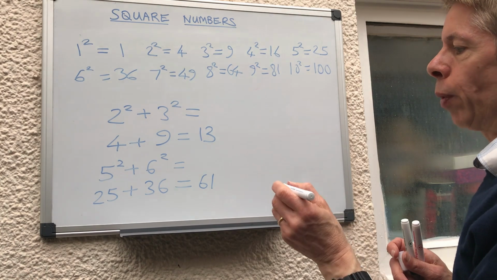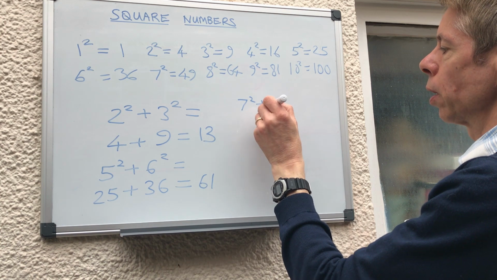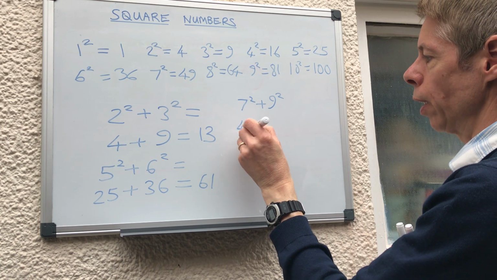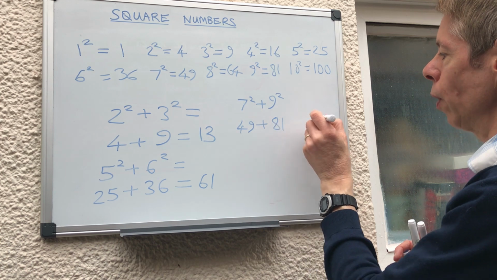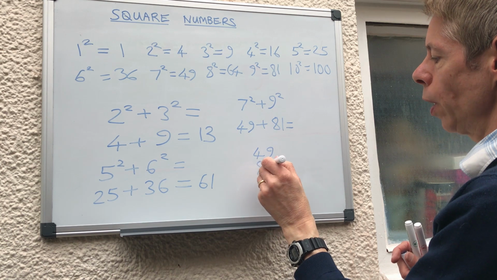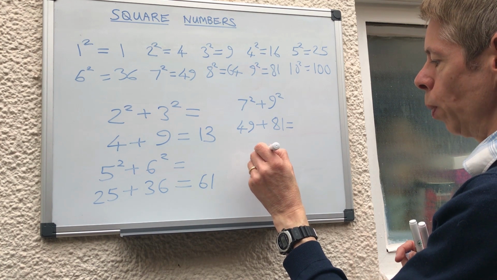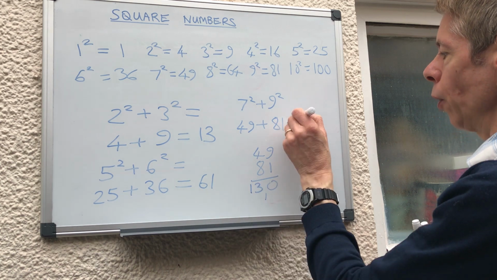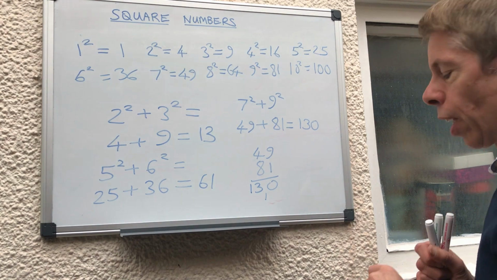If we do one a little bit more tricky now, so let's do 7 squared plus 9 squared. Maybe not that much more tricky. 7 squared, 49, plus 9 squared, 81. Could probably do that in your head, but if not, just simply do some column addition. 9 plus 1 is 10. 4 plus 8 is 12. Add the 1, makes 13. So that would be 130. So column addition, that's something we'll cover in a later video.